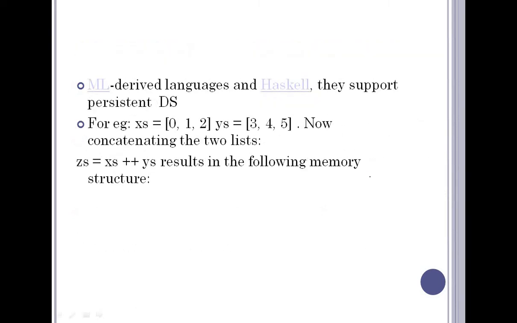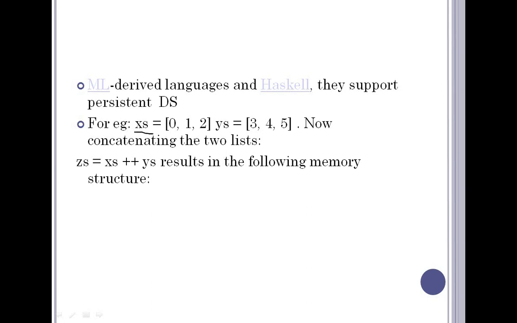Programming languages like ML or some functional programming languages like Haskell support the persistent data structure. They never change the original data structure. Instead, whenever we do some kind of operation, they always create a new data structure, which is not going to modify the original one. So we can access the previous versions as well as the updated version.